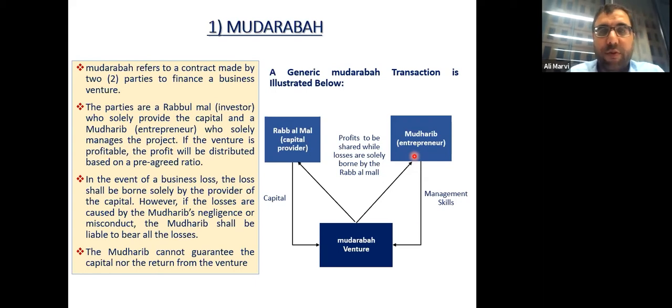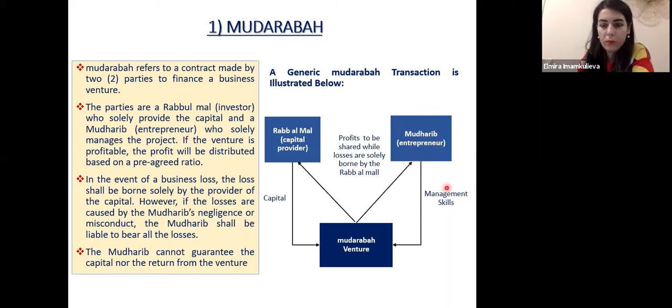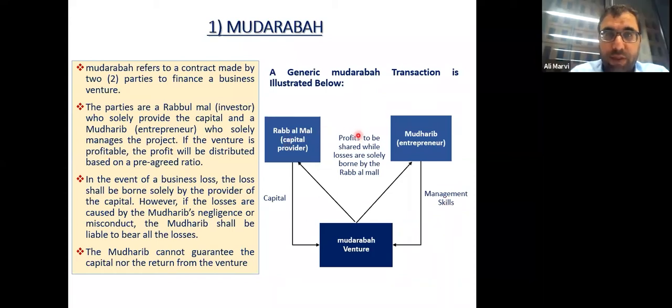In the Mudaraba, one party brings the total capital, which is called the capital provider or Rabb al-Mal, and the other party, which is called the entrepreneur, brings the management skills, and the profits are split based on the shares that are agreed upon in the contracts, but the losses are solely borne by the Rabb al-Mal.